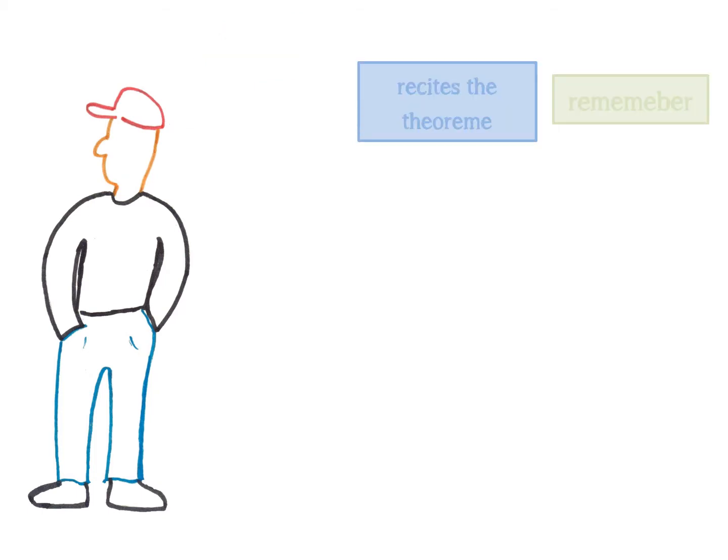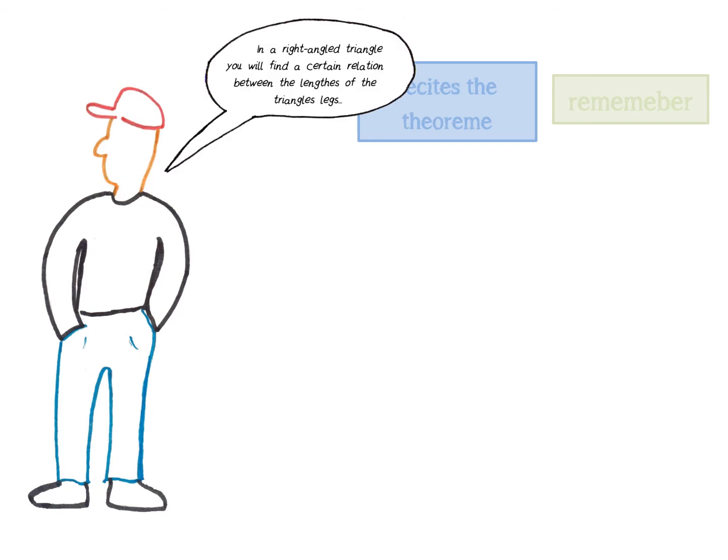Now we could ask him, okay, Carl, a nice equation, but what does that mean? And he starts to explain to us what this formula means in his very own words. So imagine it's not just the sentence from the book, the definition from the book that he's just repeating, but it's explained in his very own words. And he starts to explain if you have a right angled triangle, then you will find a certain relation between the lengths of the triangle's legs and something like that. Maybe he makes a little doodle, a little graph to illustrate it.